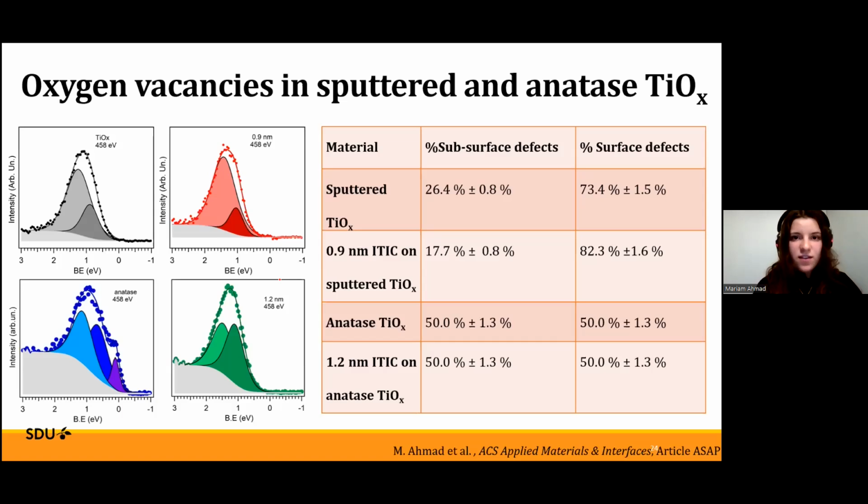And this significant difference actually tells us why our sputtered titanium oxide does not have a strong photocatalytic activity, unlike anatase titanium oxide, which is known to have a strong photocatalytic activity because a large part of its oxygen vacancies are in the subsurface region. And when oxygen vacancies are in the subsurface region, they are less likely to be quenched by surface adsorbates, which allows them to participate in the photocatalysis process.